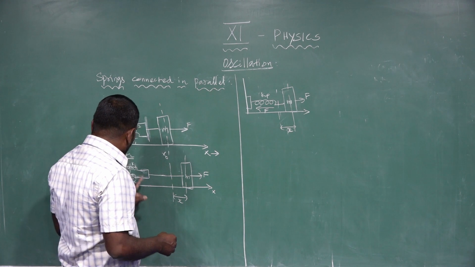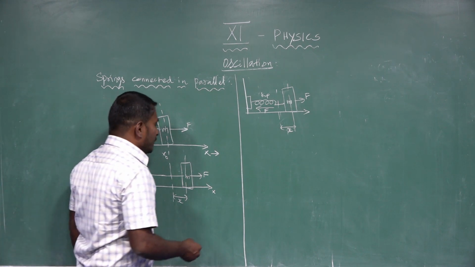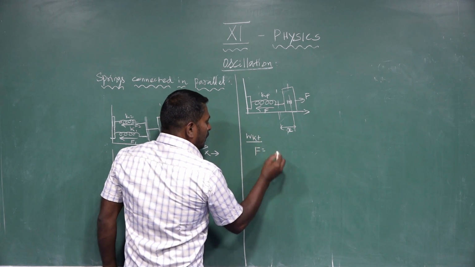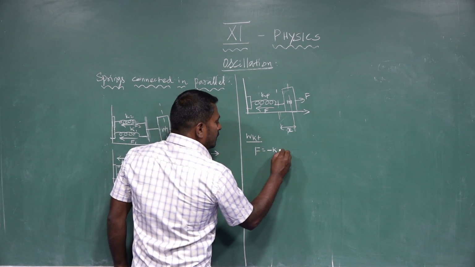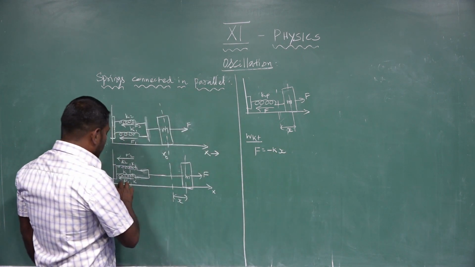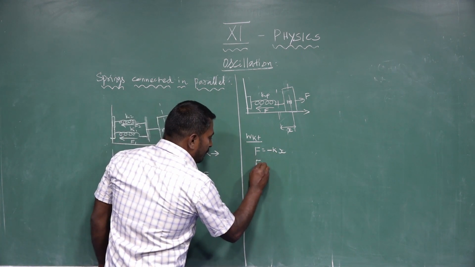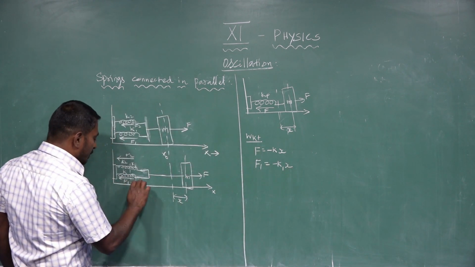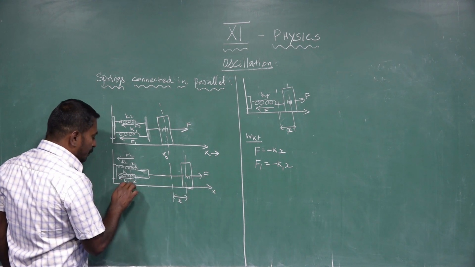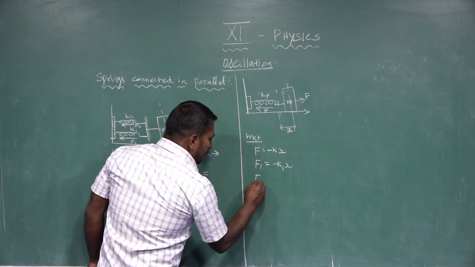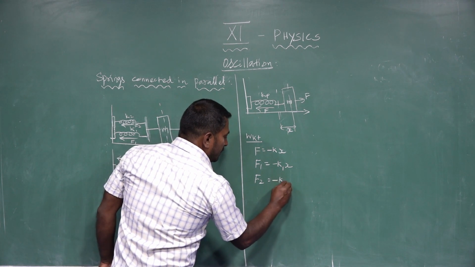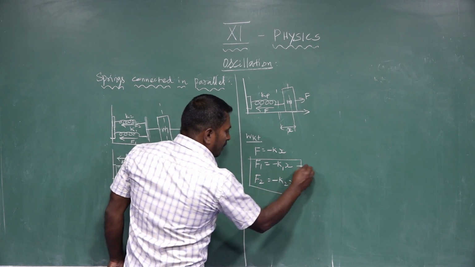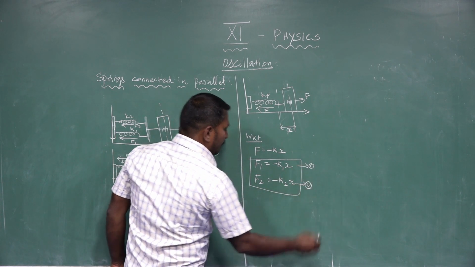how do we calculate the total restoring force developed within the system? First, we know that restoring force F is equal to minus Kx. The restoring force developed in the first spring, F1, is equal to minus K1x, because extension x is produced due to the application of the external force. Then for the second spring, F2 is equal to minus K2x. Equation 1, equation 2.